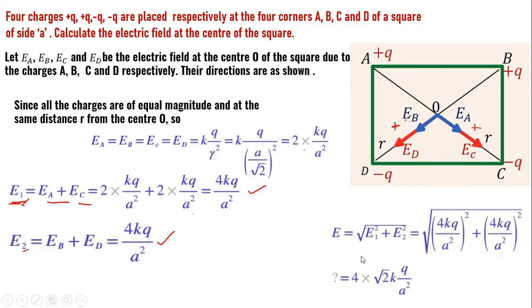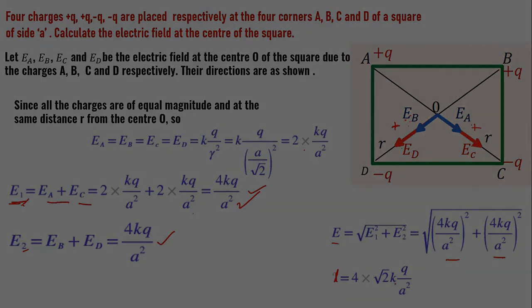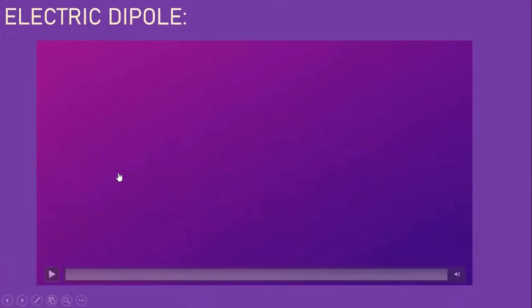Next, we want the net electric field. So the net electric field will be equal to the square root of E1 square plus E2 square. So the sum of this and this will give you the net electric field. Magnitude wise we have to add up this value and this value. Ultimately, on solving this square root, we get 4 root 2 KQ by A square. Now let's begin with the topic electric dipole in detail.